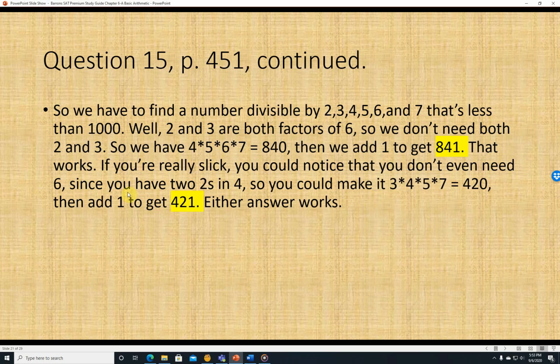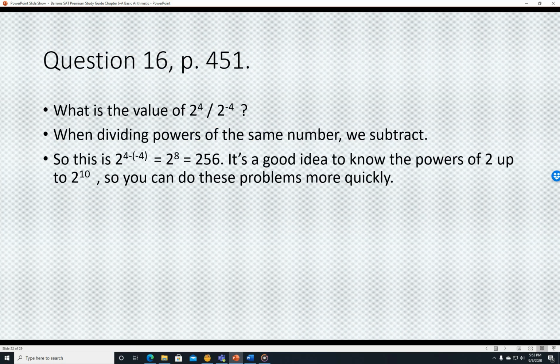That works perfectly fine. So that gives you 421. 841 or 421 would both work. On the grid-ins, you can actually have more than one acceptable answer. Sometimes you just have to put it within a range. And question 16, page 451.